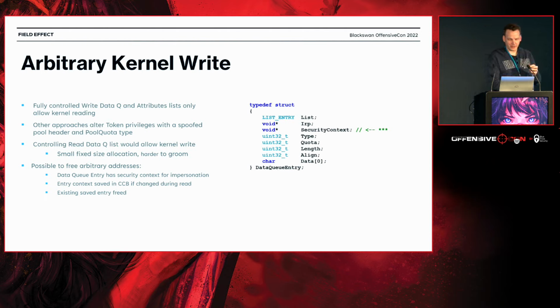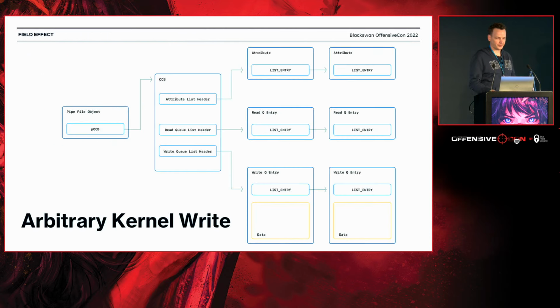So I did find one other primitive in here with this security context field in the data queue entry. It turns out it's a pointer to the security context for the socket, for the pipe. And if it gets changed when the pipe's being read, the code will go and free the existing value and replace it with this new one. So by setting it twice, we set it to some pointer, it gets copied into the CCB, and then we set it to null in the next iteration, it'll go and free the original value that we stuck in there. So we can free arbitrary memory with this kind of primitive.